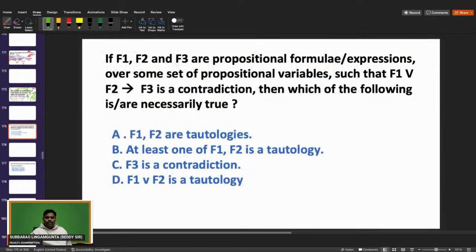Yeah. Can you go to the next problem? Can you try this? Raghava, can you try this?